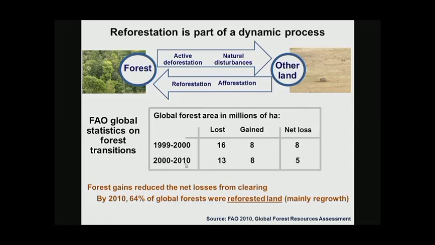So there are two things that come out of this. One is that although we've got a lot of clearing happening, we don't have quite so much net loss because some of that clearing is being offset by gains due to reforestation. But the other consequence is that much of the land that we measure as being forested is actually reforested. It's not primary or original or old growth forest. And the estimate was that in 2010, 64% of global forests were reforested land, and that is mostly regrowth.